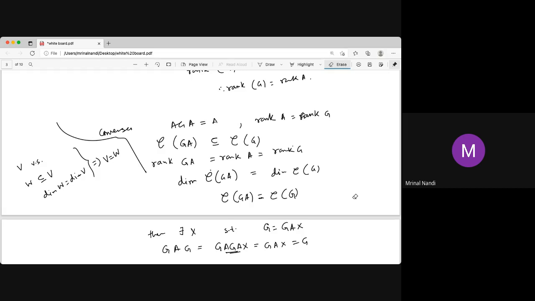Why does it exist? Because we know that a G inverse exists, and once we have a G inverse, whether it is reflexive or not, GAG is again a reflexive G inverse.